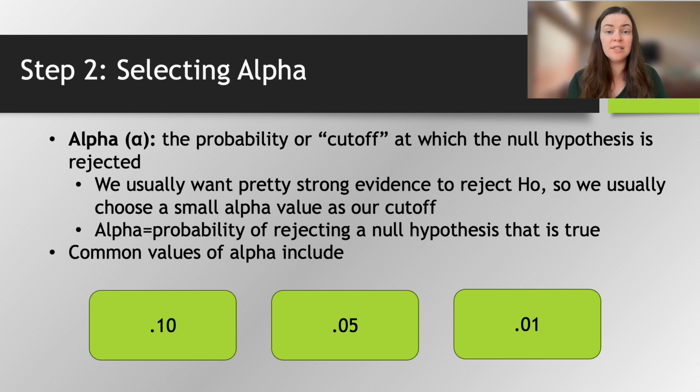Step 2 is to select our alpha level. So again, this is the probability or our cutoff point, which is going to establish our critical regions within our distribution. We usually want pretty strong evidence to reject our null hypothesis, so we usually choose pretty small alpha values. As you saw from our part 1 video, the most common 3 that we will be using are 0.1, 0.05, and 0.01. So just keep those in mind as we work through the examples a little bit later on in this video.